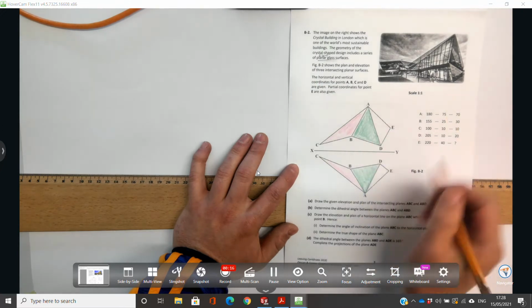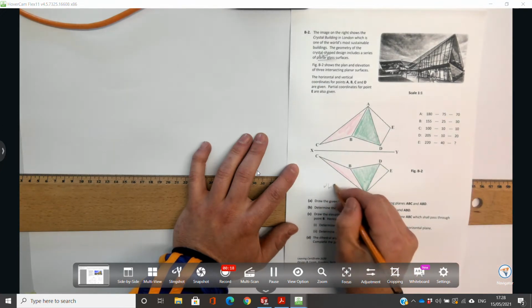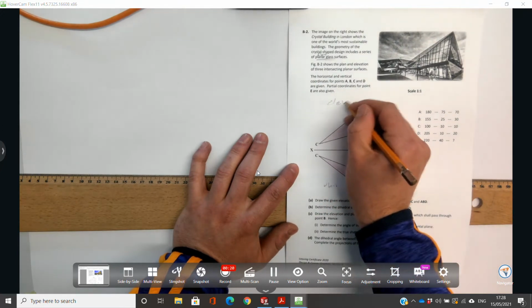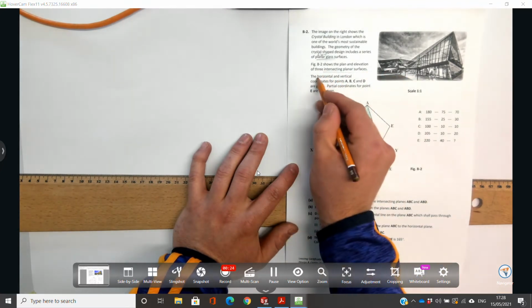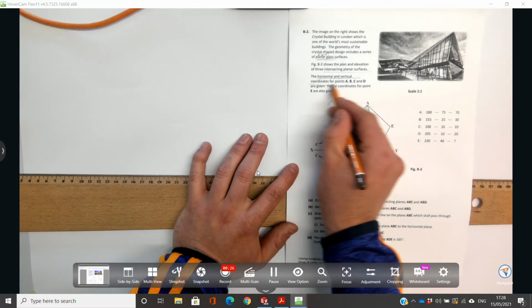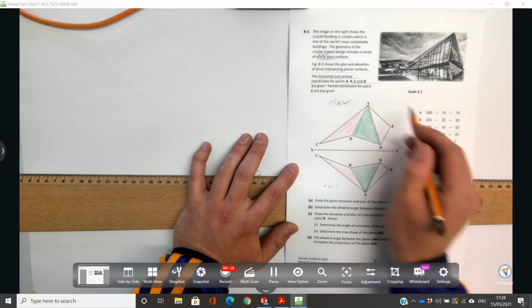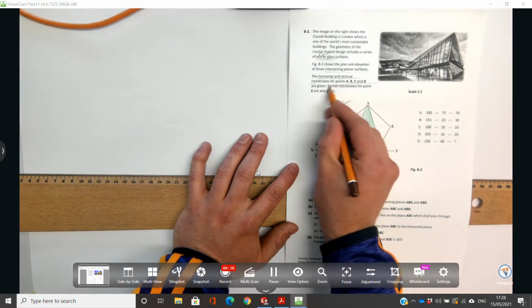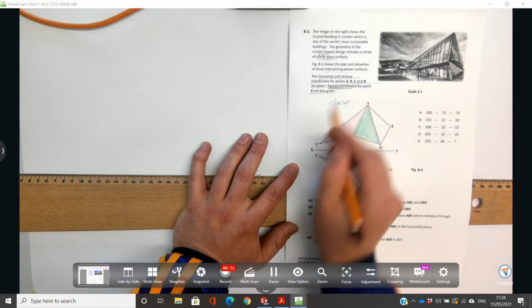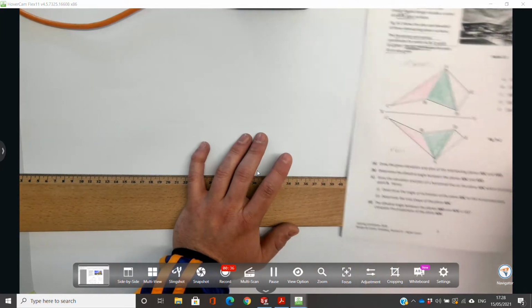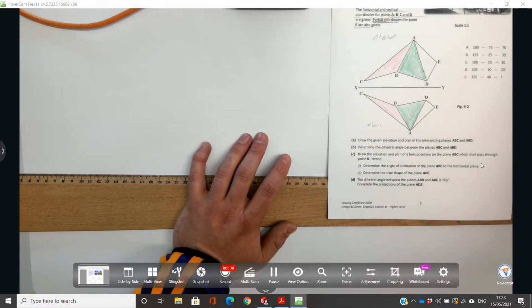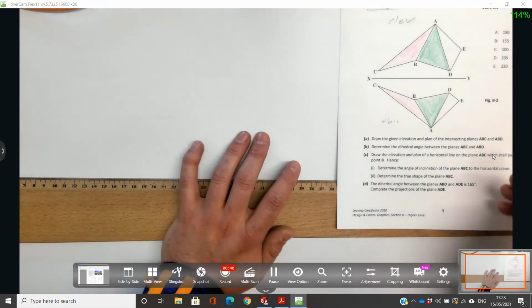B2 shows the plan and elevation of three intersecting planar surfaces. Horizontal and vertical coordinates for points A, B and C are given. Partial coordinates for E are also given. Part A: draw the given elevation and plan of the intersecting planes A, B and C.